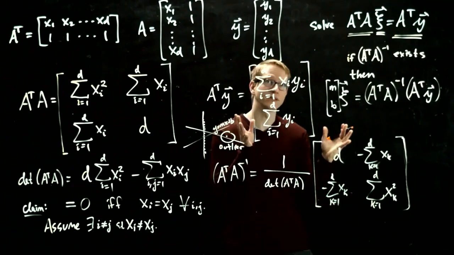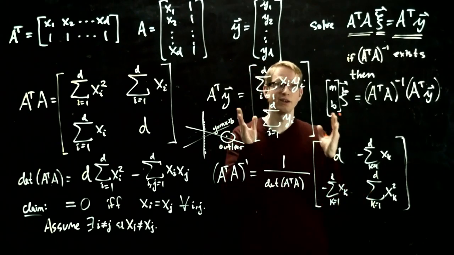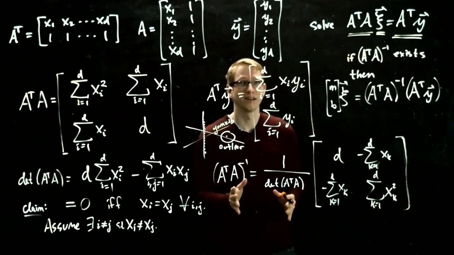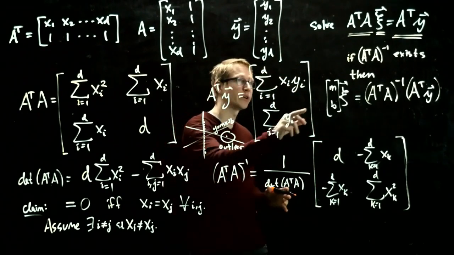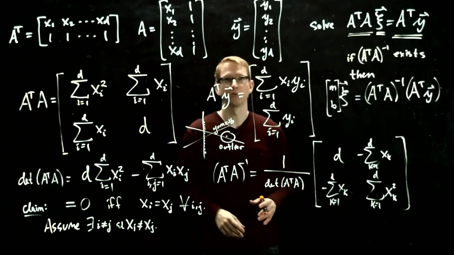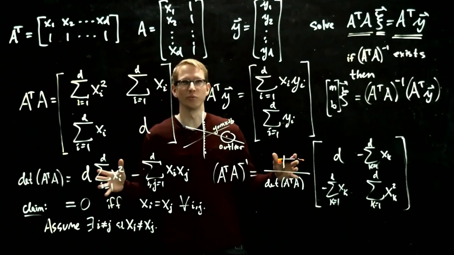And then what we have to do is take this complicated expression and multiply it by this vector. And once we do that, we'll find out what the values of m and b are. So we'll need, again, a little bit more board space to do that.